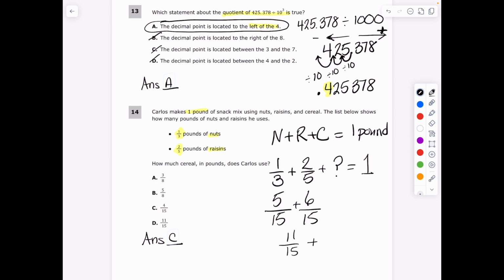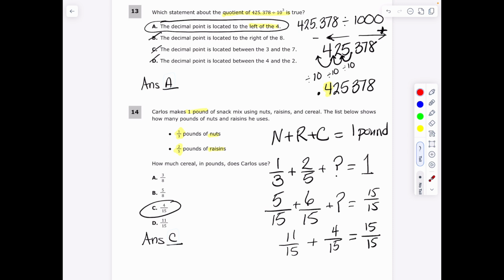So now I've got to think for a minute. 11 out of 15 plus what is going to give me 15 out of 15? I'm just going to make all of them the same. Plus something is going to give me 15 out of 15. And this is something that we can figure out. 11 plus what makes 15? Obviously, it's going to be 4. 11 plus 4 makes 15. And the reason I didn't worry about the denominators is because I had them all the same as 15. So that's how I get 4 out of 15.